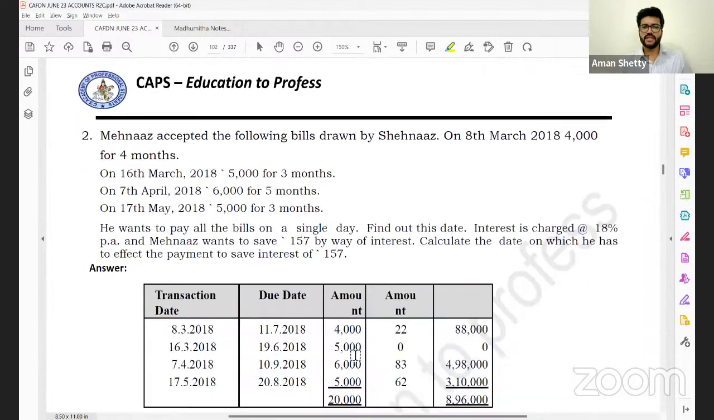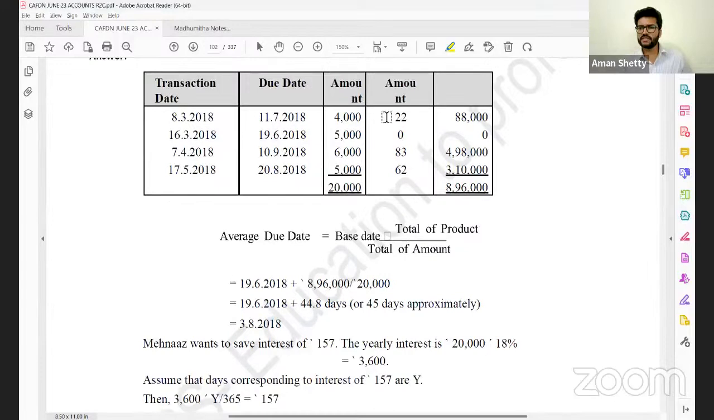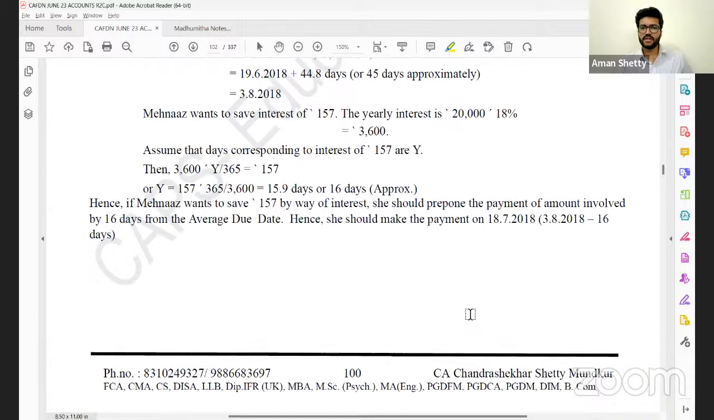Simple? Next, Manas accepted the following bills drawn by Shahnaz on 8th March 2018, 4,000 for 4 months. Okay. Next, on 16th March, then 7th April and 17th May, credit period is given. On a single day, it has to be done. Very simple problem. This is clear, all of you. Sir. Same problem we did now. Correct. 19th June it is. Yes. Same problem, similar problem, not same. Very similar problem. We just solved.